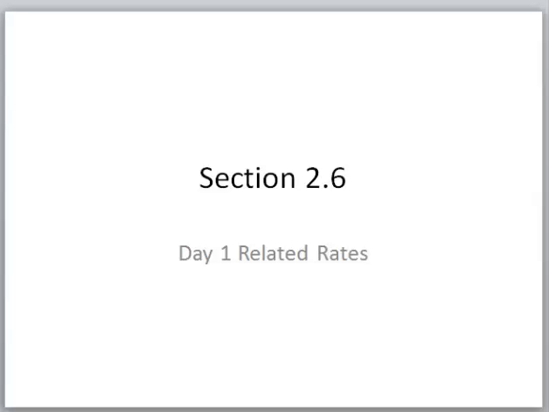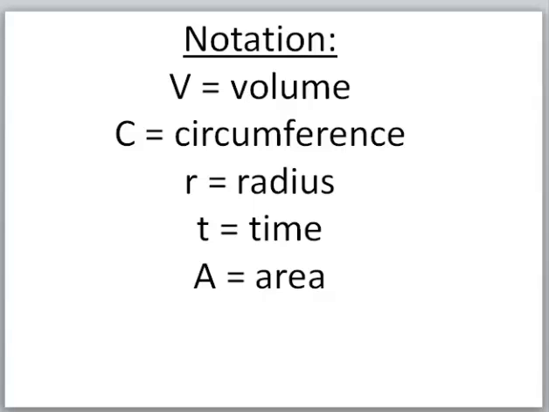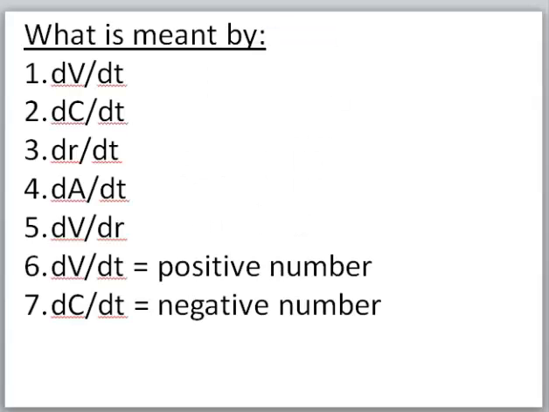Going to begin talking about related rates. Before I get started, I'm going to talk about some basic notation I'm going to use. V, I'm going to say is volume, C is circumference, R is radius, T is time, and A is area. So what is meant when I write each one of these?